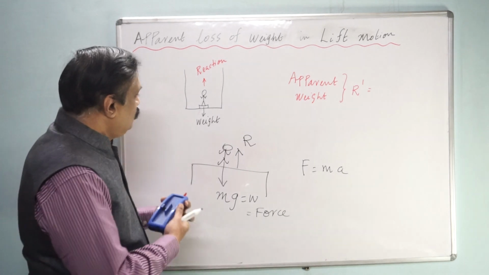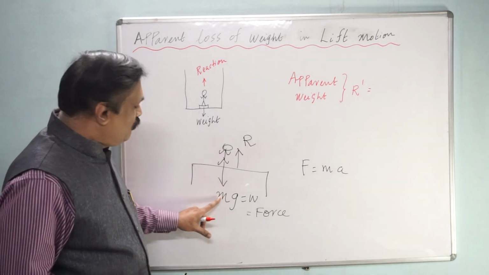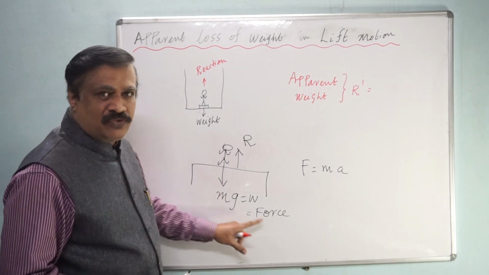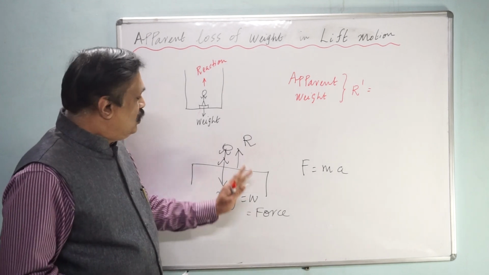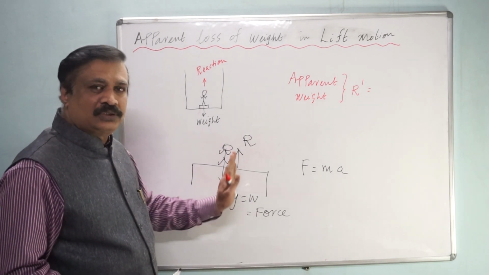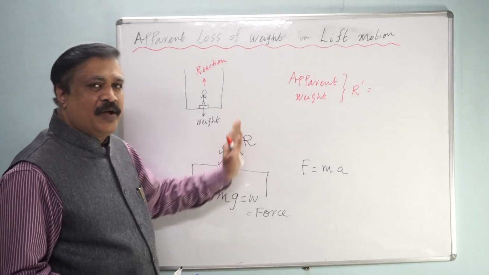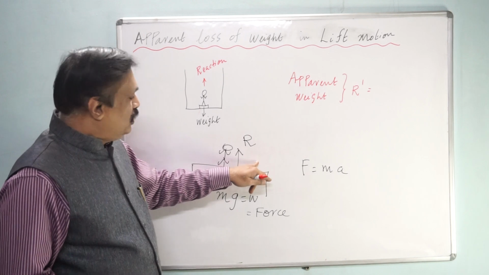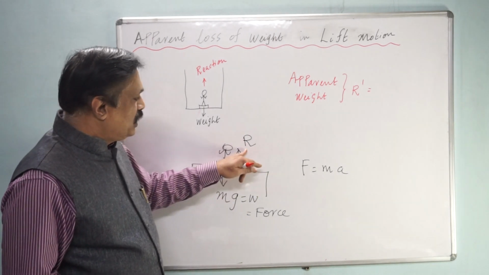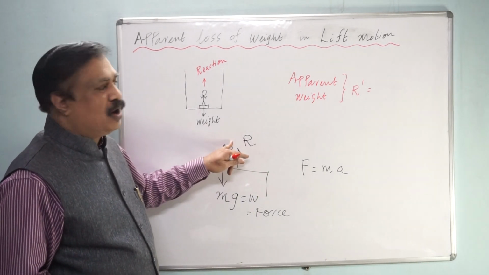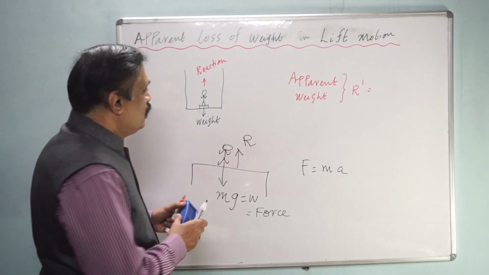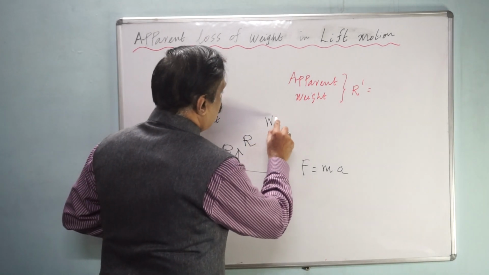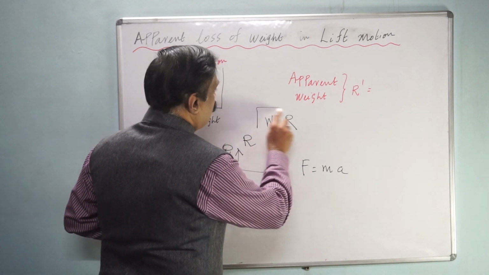Now, understand this concept. Weight is acting downwards. Weight is a force. Due to the weight, or due to the force, some opposite force is there. That opposite force is called reaction. Now this weight and the reaction: W is equal to R.